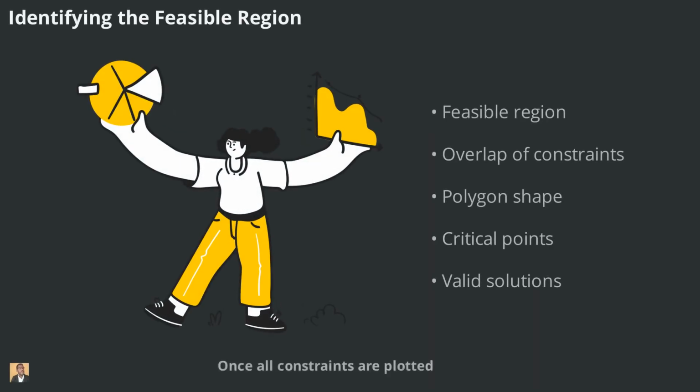Once all constraints are plotted, the feasible region is the area where all shaded regions overlap. This region represents all combinations of decision variables that satisfy every constraint. The feasible region is typically a polygon, and its vertices are critical points for evaluating the objective function. Only solutions within this region are valid, making it the focus of the graphical method.